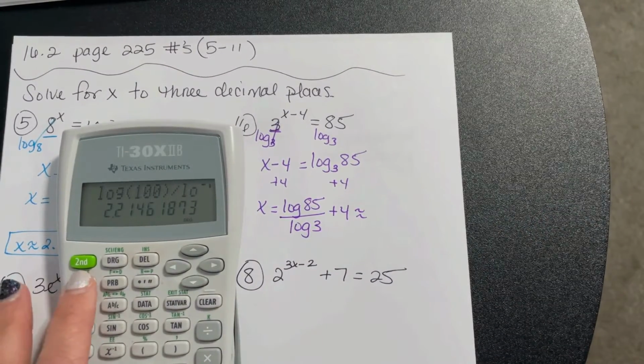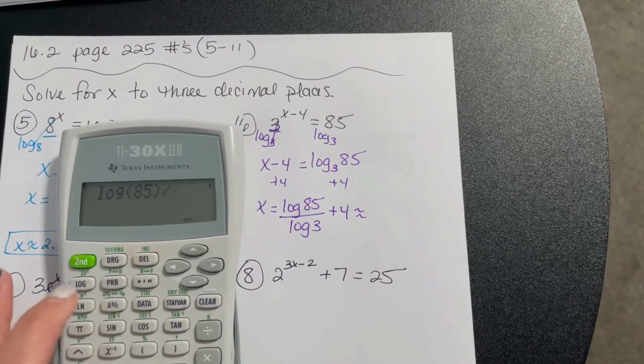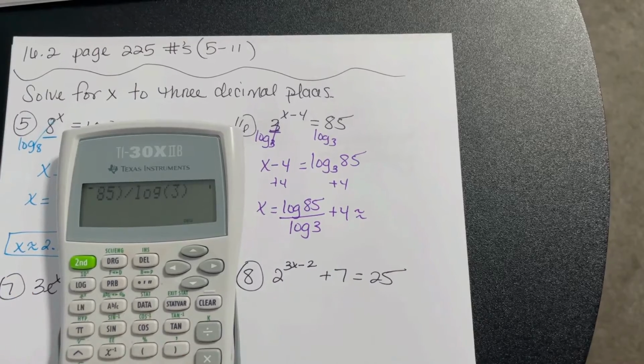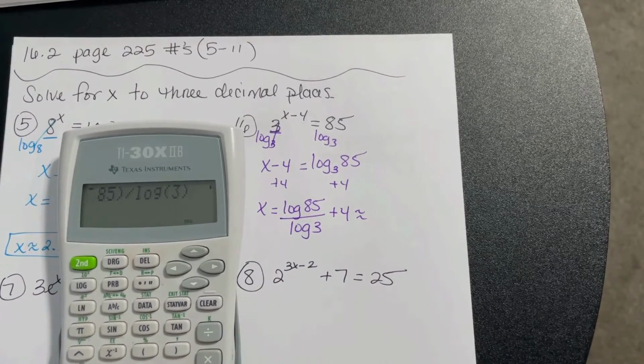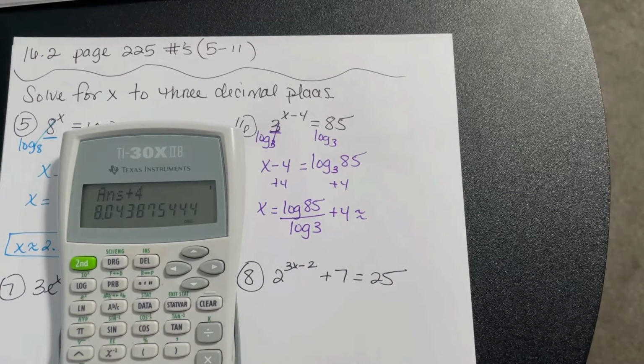I use this calculator because it's easier and it's my favorite. So log of 85 divided by log of 3. If you guys need me to see the other calculator though, just ask. Equals, and then plus 4 equals 8.044.